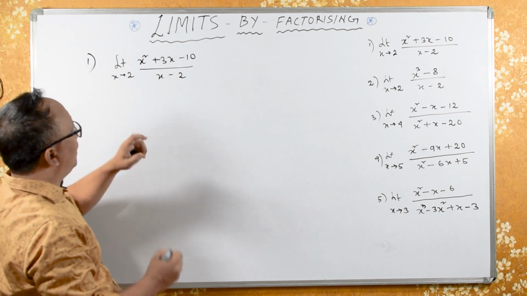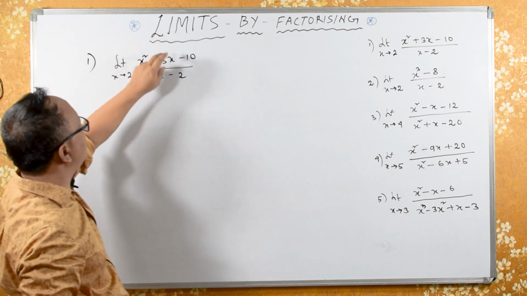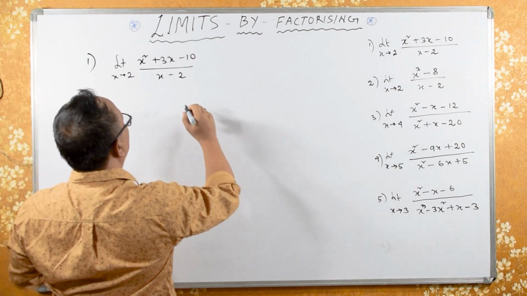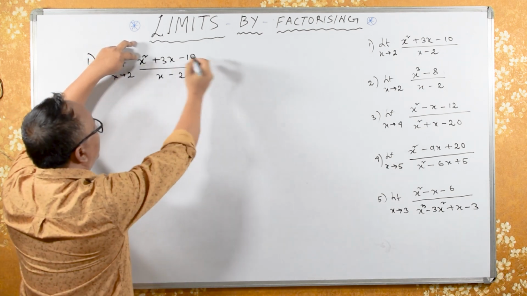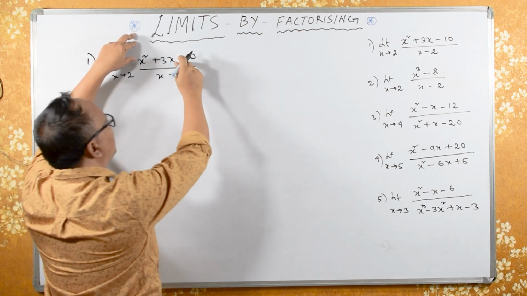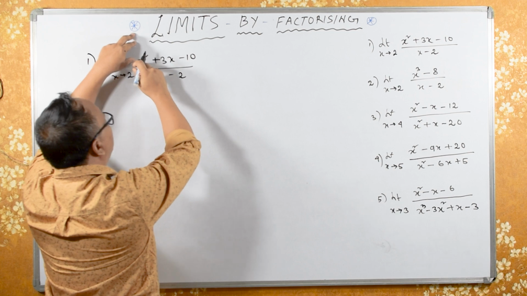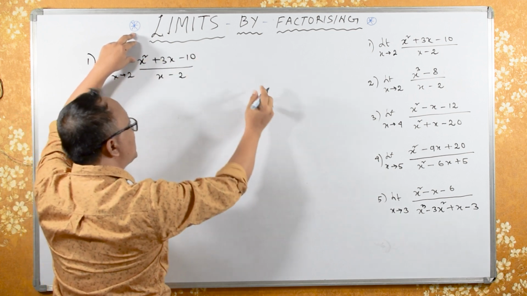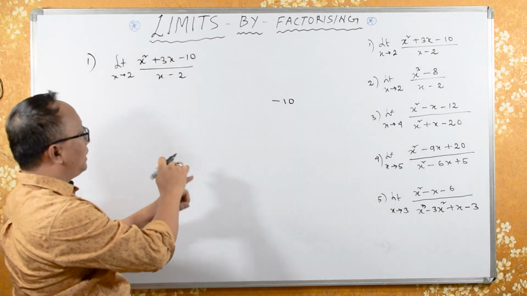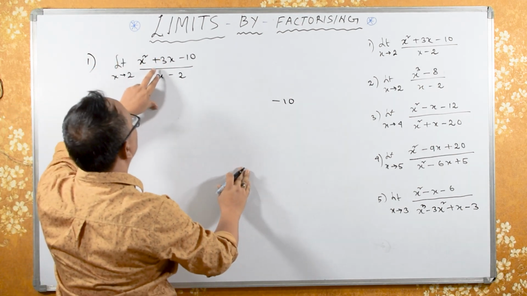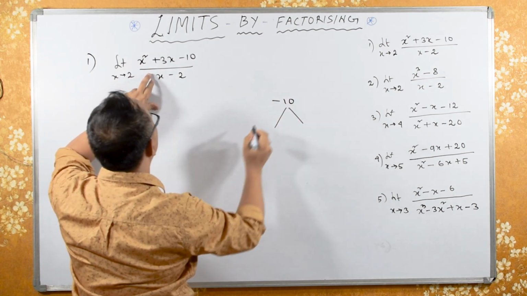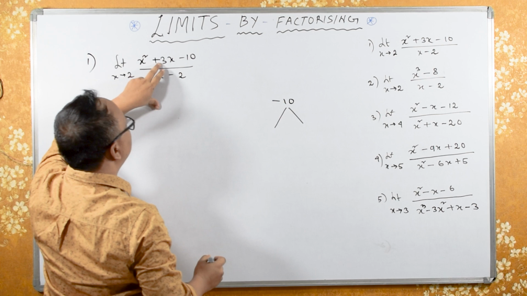Let's try to split this one. This is a quadratic form. Here the x square coefficient is 1, and the constant term is minus 10. If we multiply 1 into minus 10, it is minus 10. Now we have to search two numbers such that if you multiply, we should get minus 10, and if you add, we should get 3.